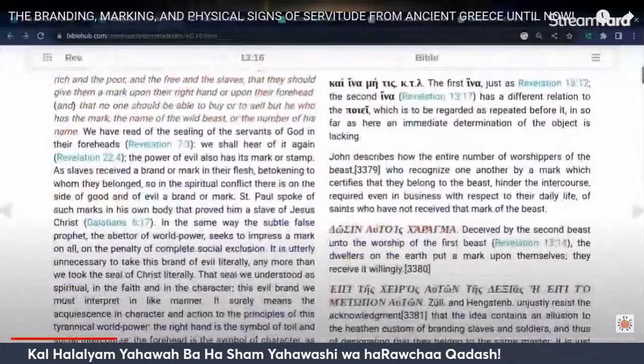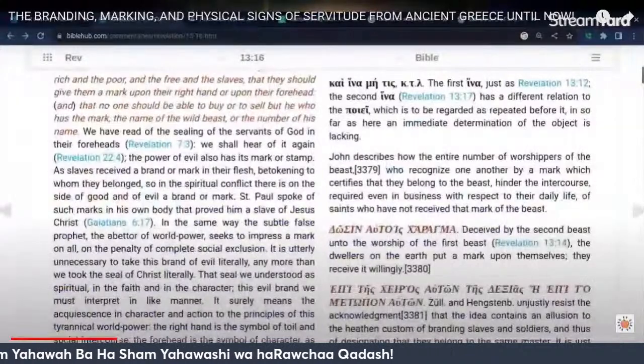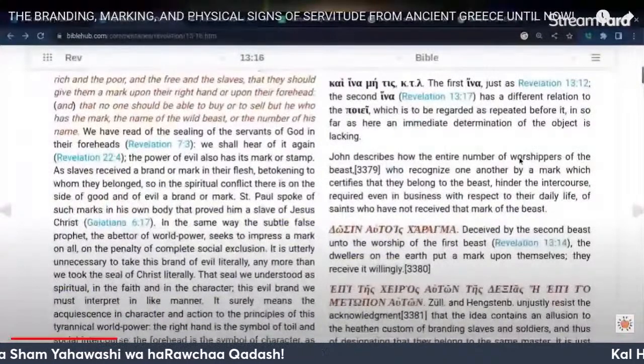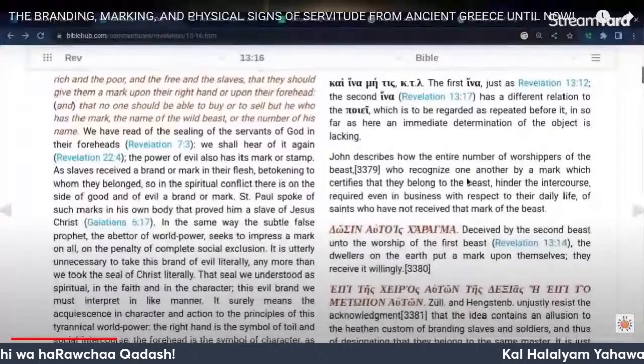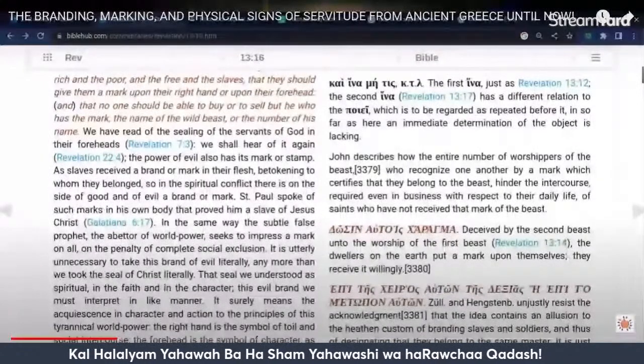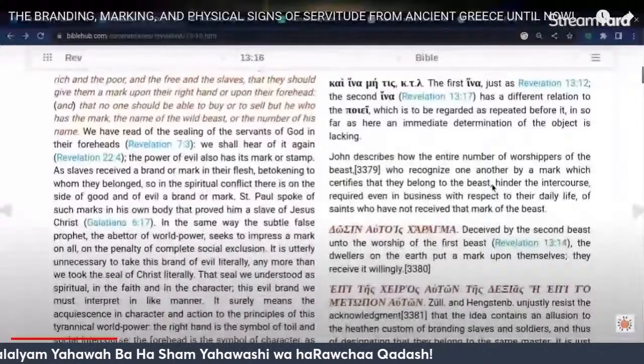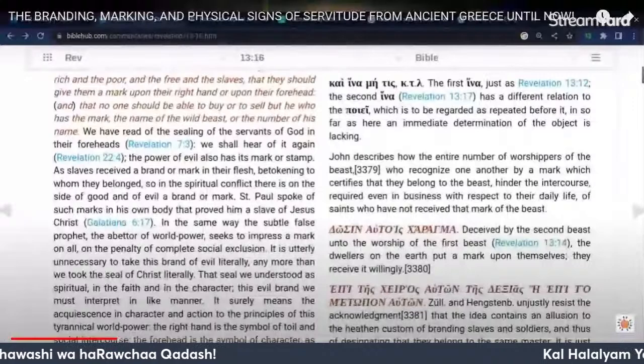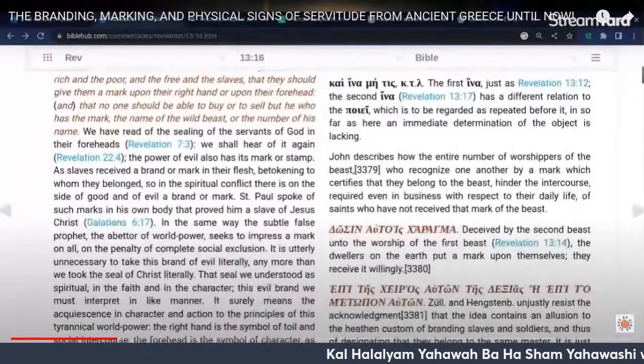And this section says John describes how the entire number of worshippers of the beast recognize one another by a mark which certifies that they belong to the beast. So that's your new form of valid citizenship, the only form of citizenship that will be accepted. You will not be able to say anymore, well, I'm an American because I deserve the right to, and nope, the Constitution upholds that I do not have to. They ain't gonna hear that.